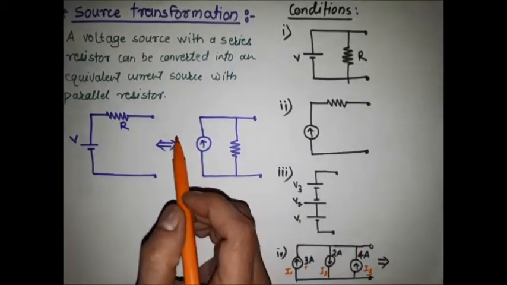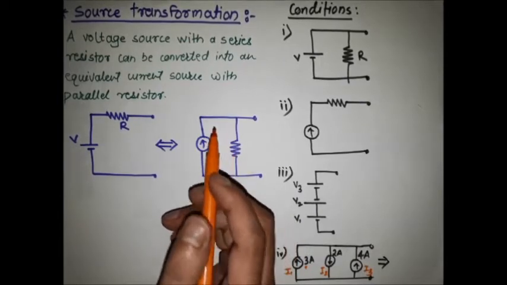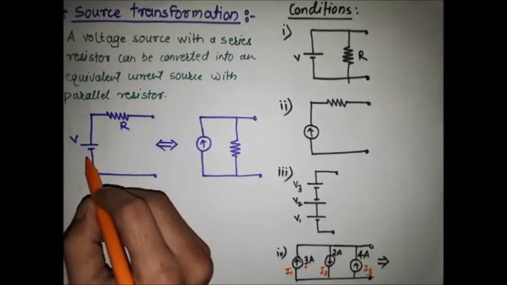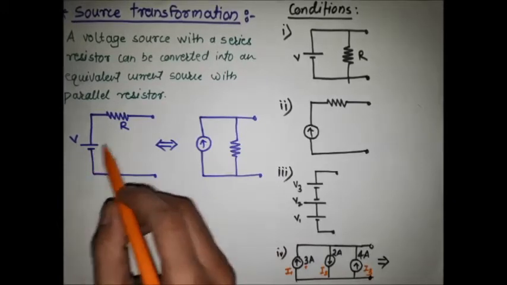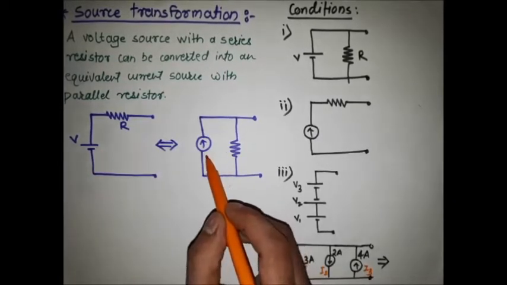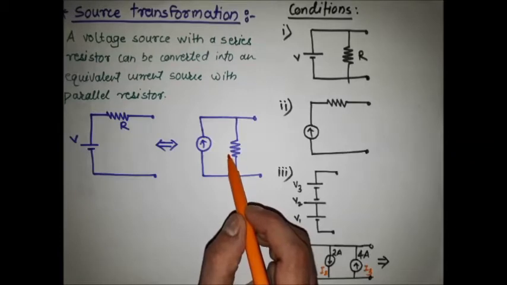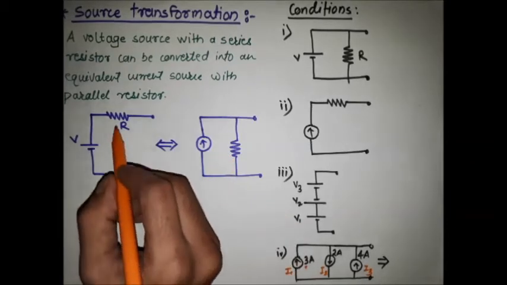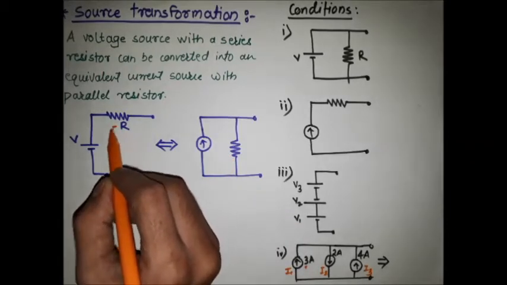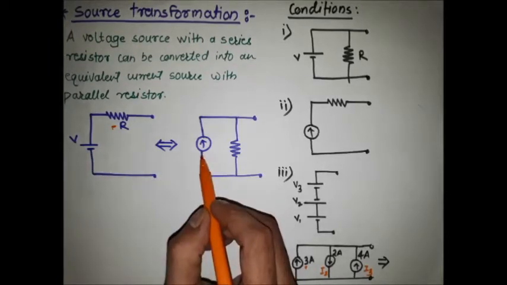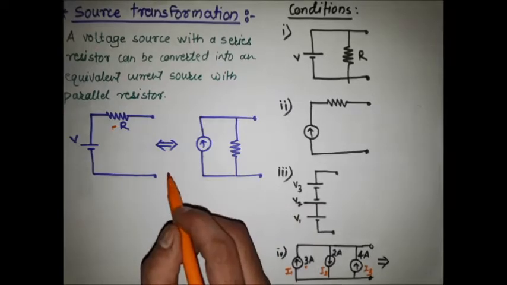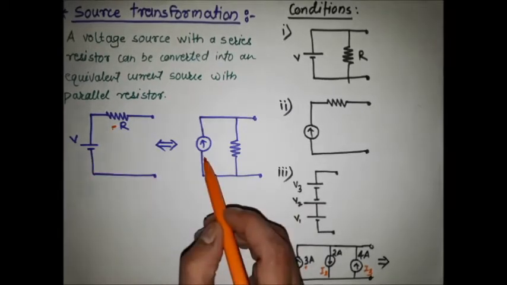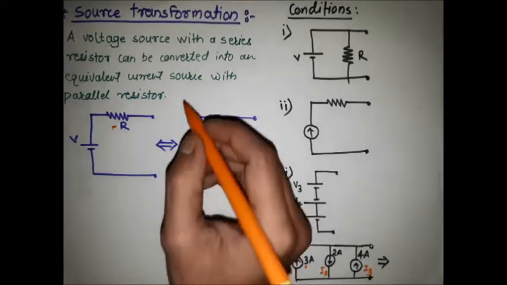Now we will see the source transformation. In that we have to convert the voltage source into the current source, or the series combination of voltage source and the resistor into the parallel combination of current source and the resistance. Always remember that resistor is always in series with the voltage source and the current source is always in parallel with the resistance. That means we have to convert this voltage source into current source by simply using Ohm's law.